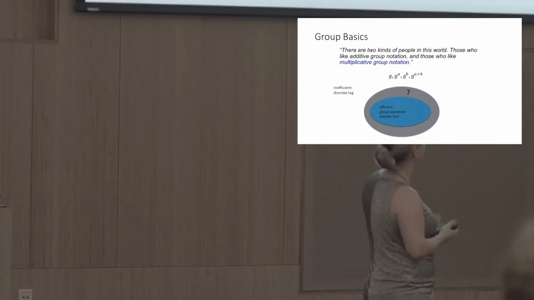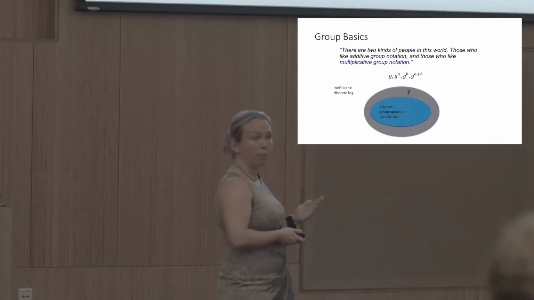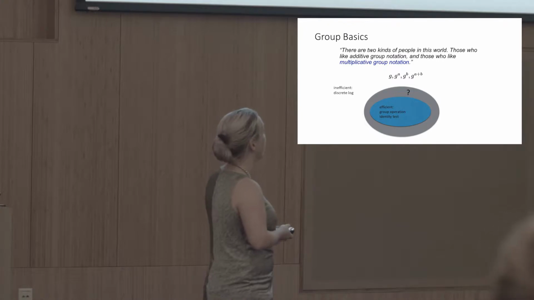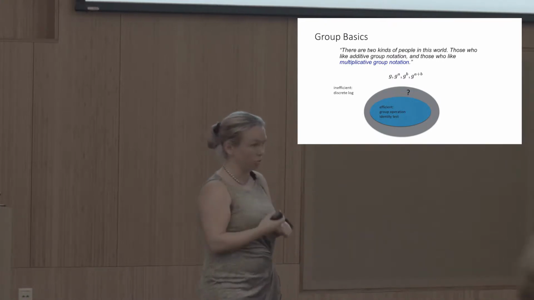So for now, we're going to have a cyclic group. It's always going to be generated by G. We're looking at the exponents. The group operation is multiplicative, so that corresponds to adding the exponents. And we'll write all of our assumptions this way.